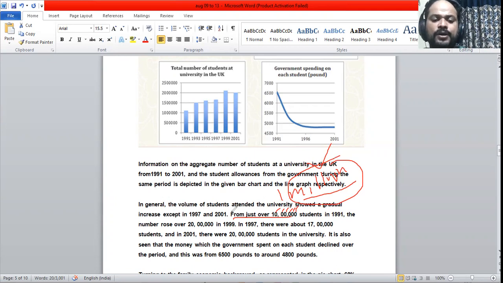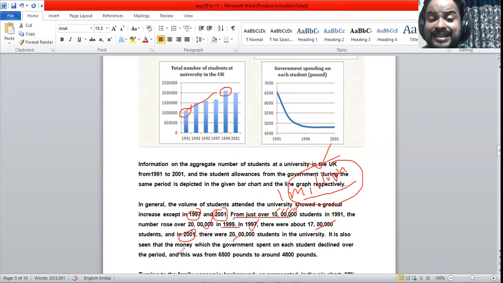The number rose over 2 million in 1990. Okay, so from this point, it has almost doubled. In 1997, there were about, so we have set some exception here, 1997 and 2001. So exception number 1 is 1997, there were about this many students. And in 2001, there were about these many students in the university, which we are mentioning.